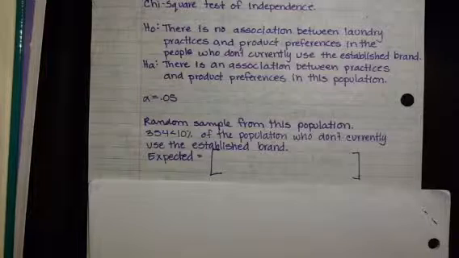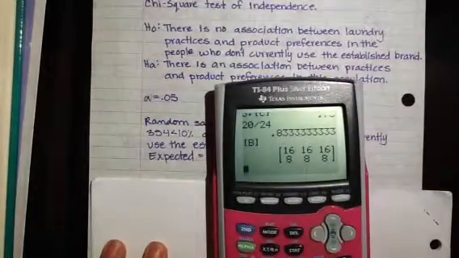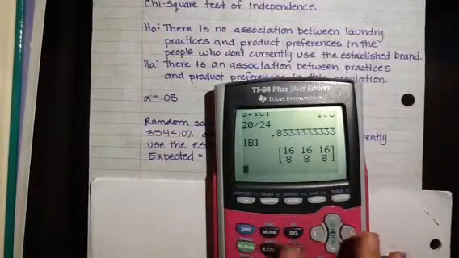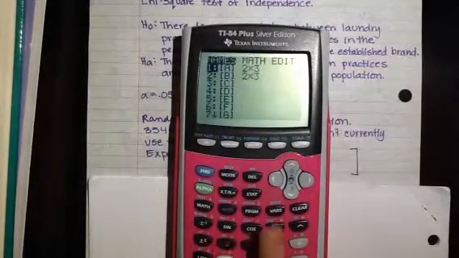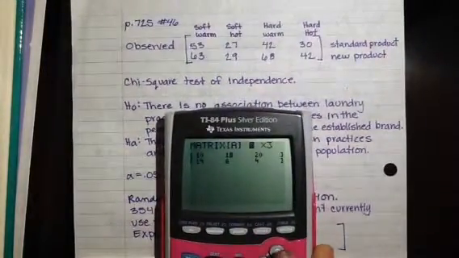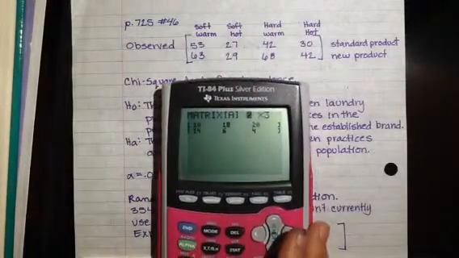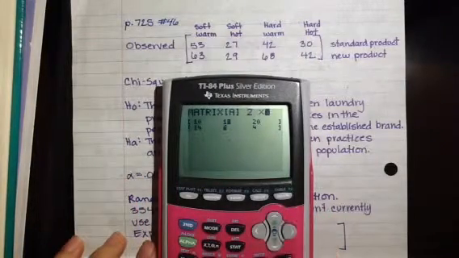So our conditions: we know that we had a random sample, we pointed that out. We have 354 people in our sample. That should be less than 10% of the population who don't currently use the established brand. And we're going to fill in the expected counts once we have that all set up. So now we go to our calculator to run through that math. Remember we're going to put this into a matrix. So second matrix, go over to edit. I'm going to adjust this so you can see that up there. So our matrix has 2 rows by 4 columns. So it should be a 2 by 4 matrix.